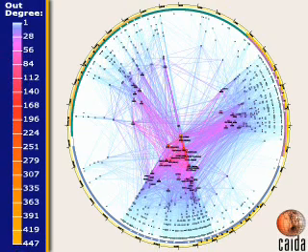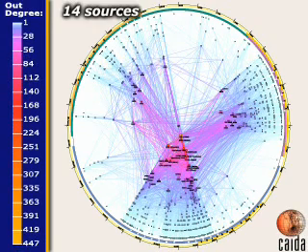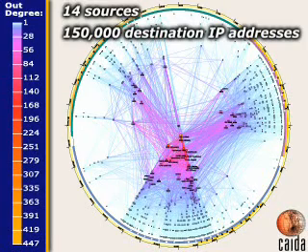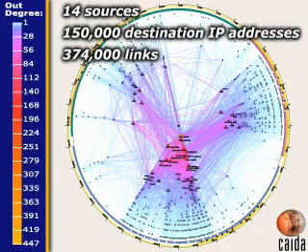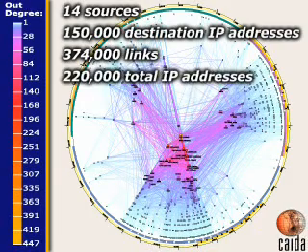This research led to CAIDA's first AS core network graph, which is derived from 14 sources to over 150,000 destination IP addresses during a 2-week period in mid-January 2000. It includes data from CAIDA's Skitter monitors and Bill Cheswick's Internet Mapping Project, which includes 374,000 links and 220,000 total IP addresses, including intermediate nodes.